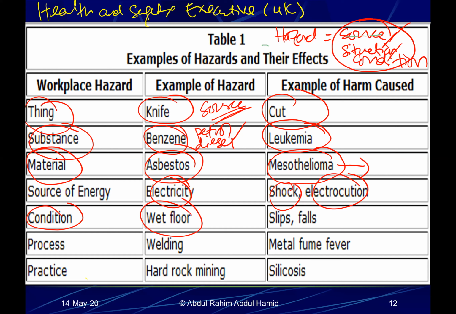Let's say floor. Okay, floor. If the floor is dry, that is a type of condition, then the floor seems to be safe. There is no slip, trip, and fall. But if you change the condition of the floor from dry floor into wet floor, then it is very harmful because you can cause slip, trip, and fall. Okay, that is an example of condition.